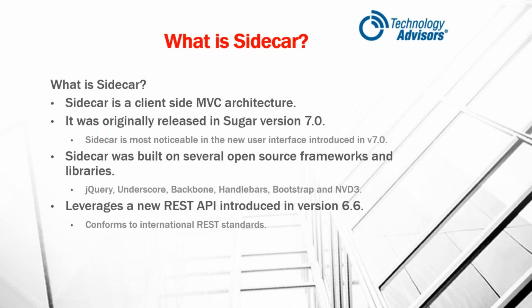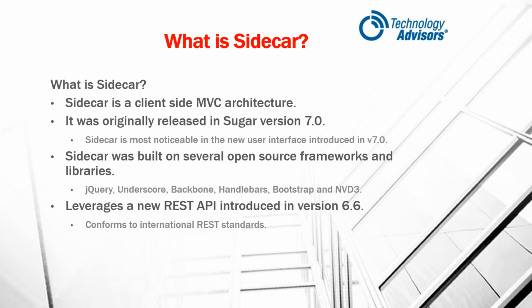Thank you, Deneen. We'll get started today with what is Sidecar? Well, Sidecar is a solution that Sugar built based on several other open source frameworks and libraries. Sidecar is essentially a client-side MVC, or model view controller, architecture. It was originally released in Sugar 7.0, and that is where you saw the new user interface that was introduced with Sugar 7. It's greatly improved. We'll look at some of the differences between those two as we move forward.